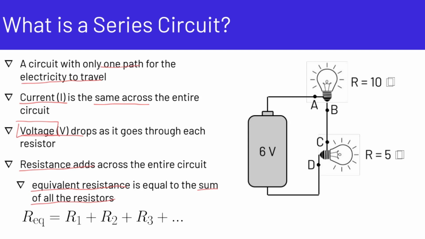Here we're talking about the equivalent resistance. Req, the equivalent resistance, is equal to R1 plus R2 plus R3 and so on. If you add up the resistance of all the resistors together, that's going to give you the equivalent resistance for that circuit.